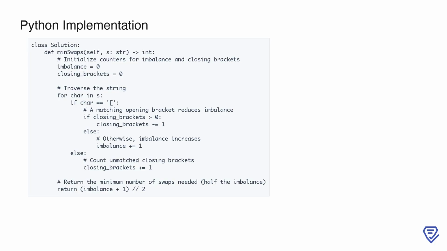The minimum number of swaps needed to balance the string is given by (imbalance + 1) // 2, as each swap can fix two unmatched brackets at a time. This approach runs in O(n) time, as we only perform a single pass through the string, and it uses O(1) space since no additional data structures are required. The solution is efficient and directly addresses the problem's requirements.